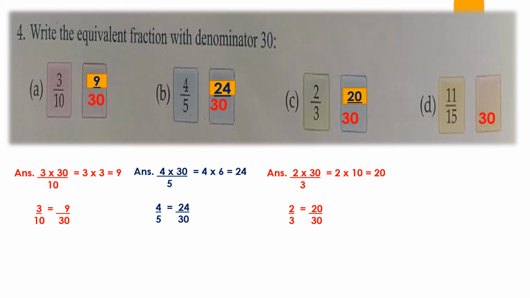Now 11 upon 15. You have to find out the equivalent fraction, and your denominator should be 30. So 11 into 30 upon 15. Now 15 ones are 15, 15 twos are 30. So 11 into 2 will give you 22. Now 11 upon 15 equal to 22 upon 30. So it is the equivalent fraction here. So 22 you will write on the numerator. Now here it has formed the equivalent fraction.